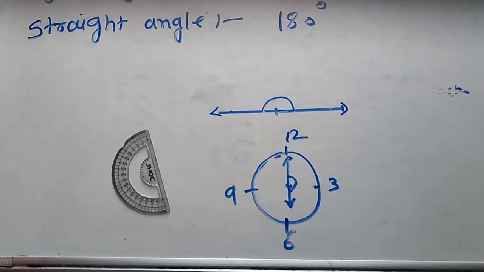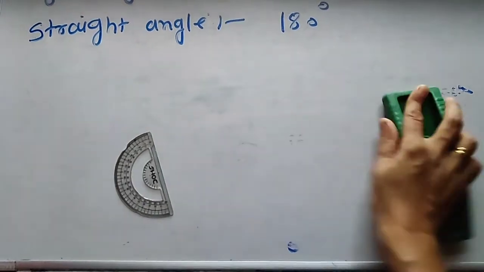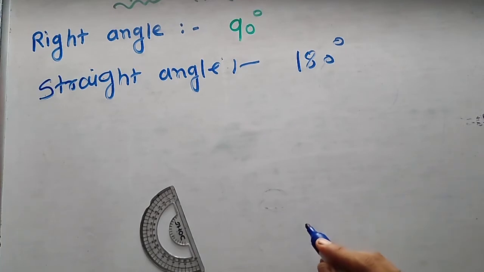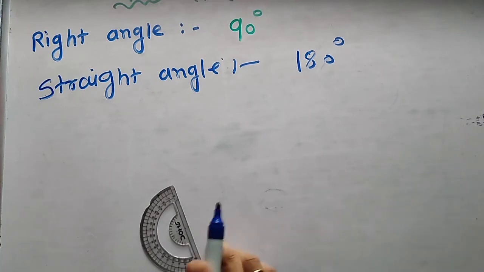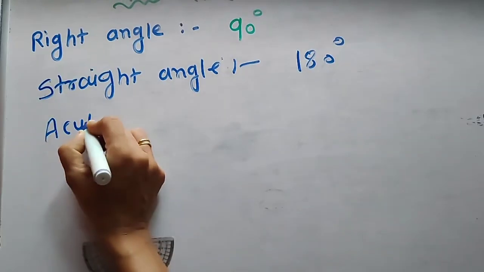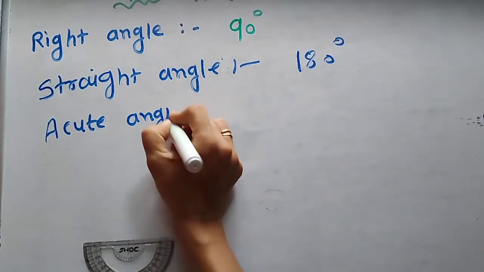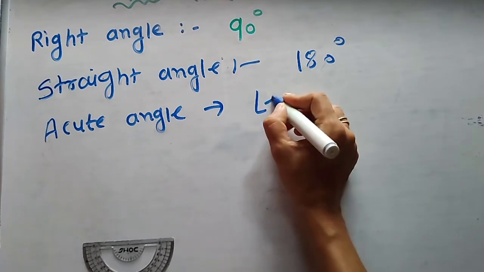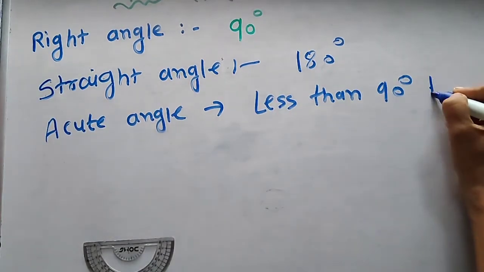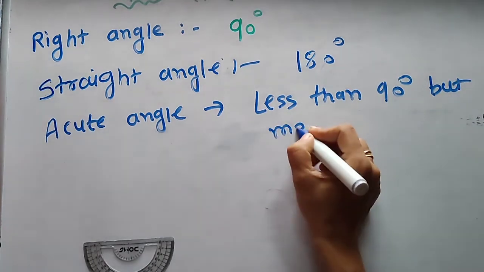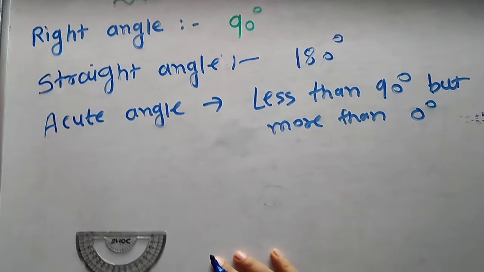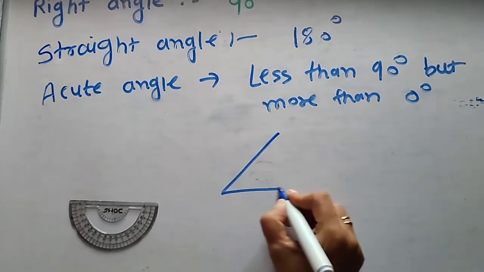Then next is the acute angle. An acute angle means an angle measuring less than 90 degrees but more than 0. So this angle is called an acute angle. See, an acute angle is less than 90 degrees but more than 0 degrees. Suppose this type of angle is formed.